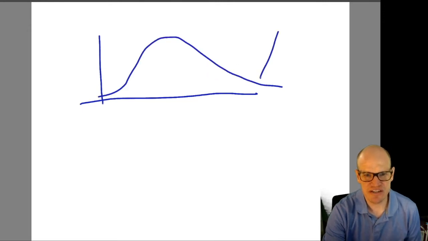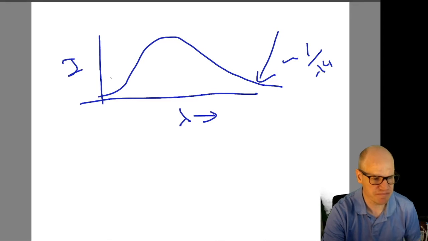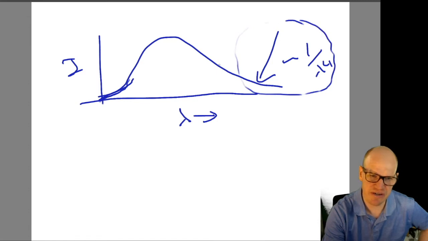Okay, so it has this tail over here that goes like 1 over lambda to the 4th, where lambda is in this direction, and the intensity or the brightness is in this direction. And then there was this thing going on here in terms of how this ramped up. So there were two different theories for what's happening. There was an explanation for why each of these behaviors should exist.